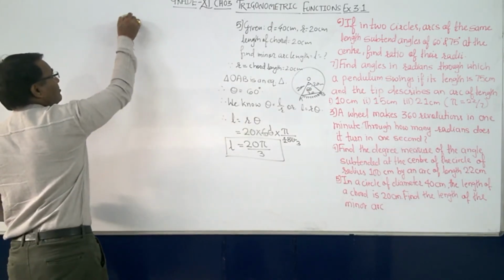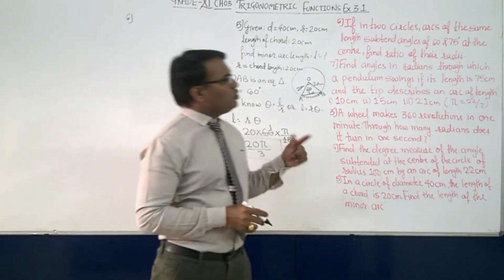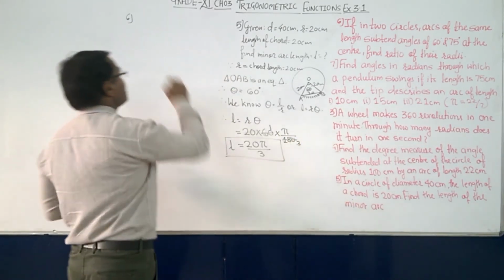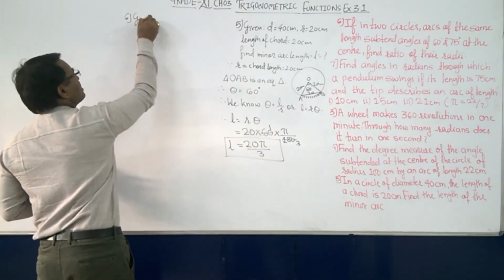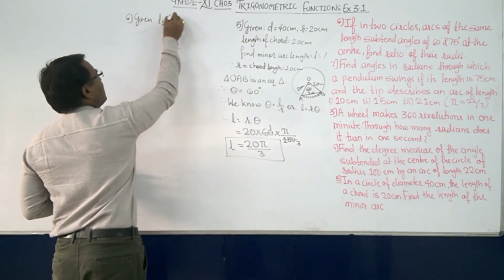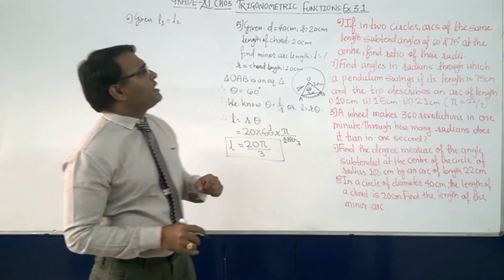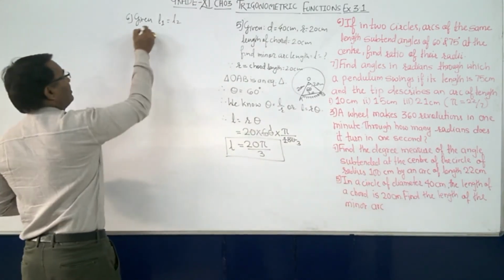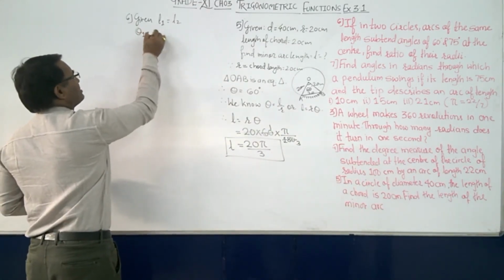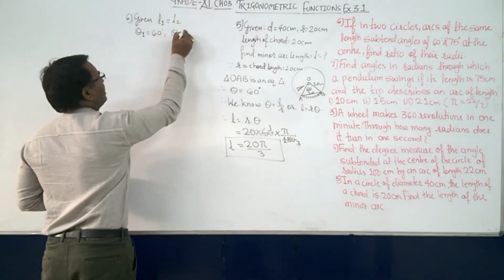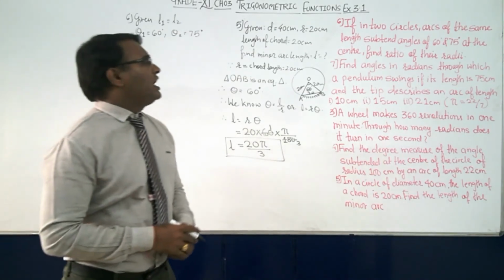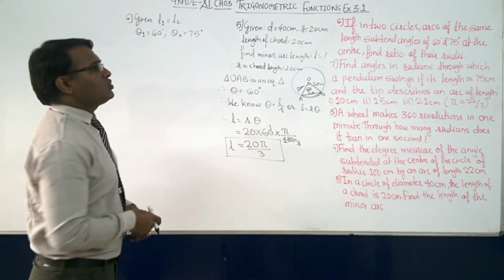The next sum, that is sum number 6. What is that? If in two circles arcs of the same length, okay, what is given? Arc of the two circles is the same, that is L1 is equal to L2 is given. Subtends angles of 60 degree and 75 degree. Theta 1 is equal to 60 degree, theta 2 is equal to 75 degrees. Okay, then what? At the center, find the ratio of their radii.